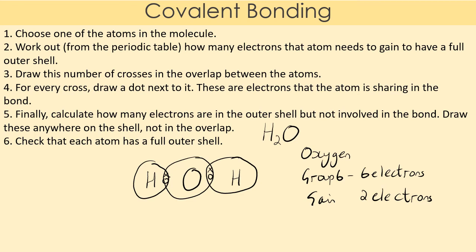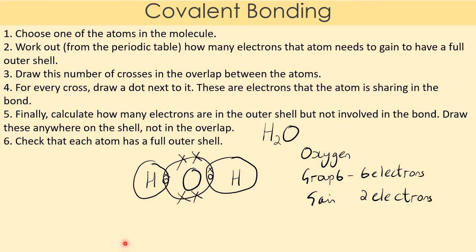Step 5, I need to calculate how many electrons are in the outer shell but not involved in the bond. So I've drawn 2 electrons. I had 6. That gives me 4 more left to draw. So I'm going to do 1, 2, 3, 4.